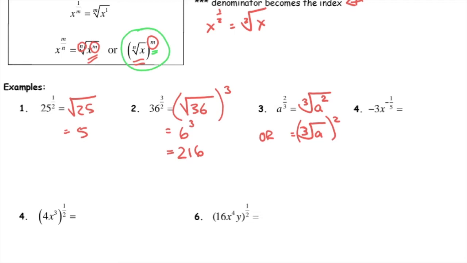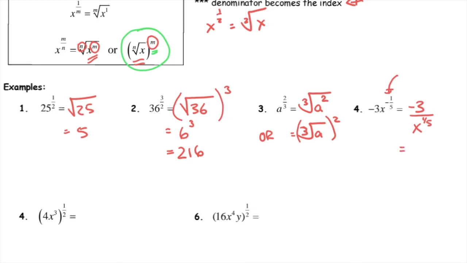For question 4 here, notice again that I've got a power, but I've got a coefficient here. The -3 is not part of that. So the -3 is going to kind of sit by itself there. Now, the negative in the exponent is going to move that x to the 1/5 into the denominator. So I'm just going to do this in pieces here. It's going to move it into the denominator.